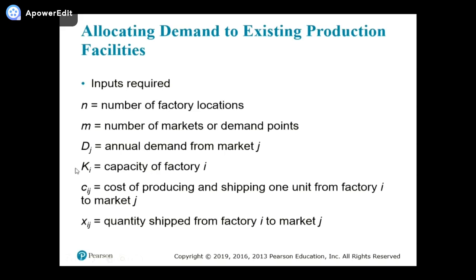So then we still have these inputs: the total number of factory locations, the number of markets and demand points, the demand from each location, the capacity of different factory configurations, and then c_ij are the costs of shipments and production. And our decision is now only x_ij, which is the demand allocation decision. So how much is shipped from factory i to market j.